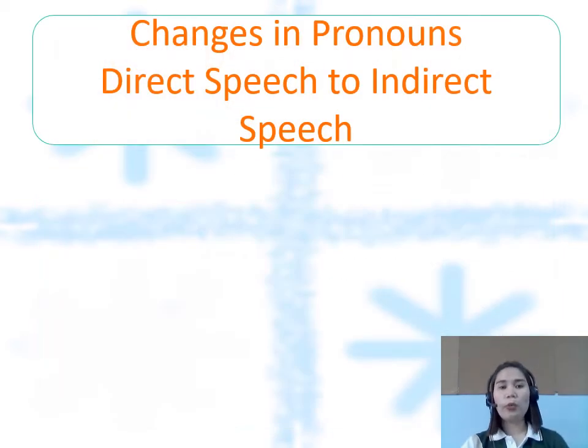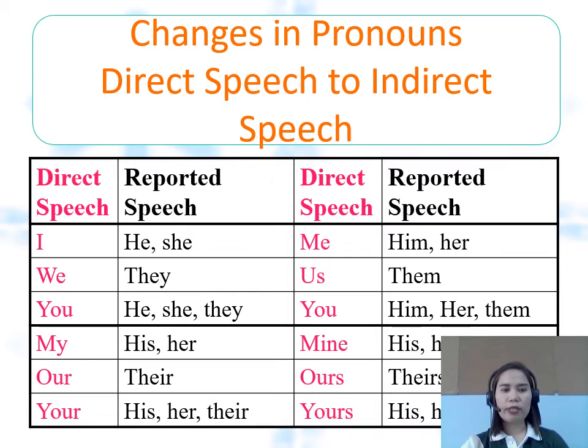So also we have to take note of the changes in pronouns in direct speech, or rather in converting direct speech to reported speech or indirect speech. Okay? So I have here a table of pronouns. When we are using the pronoun I in direct speech, we have to change it into he if the speaker is a male, and for female, we are using she. So again, direct speech is I, reported speech, he or she.